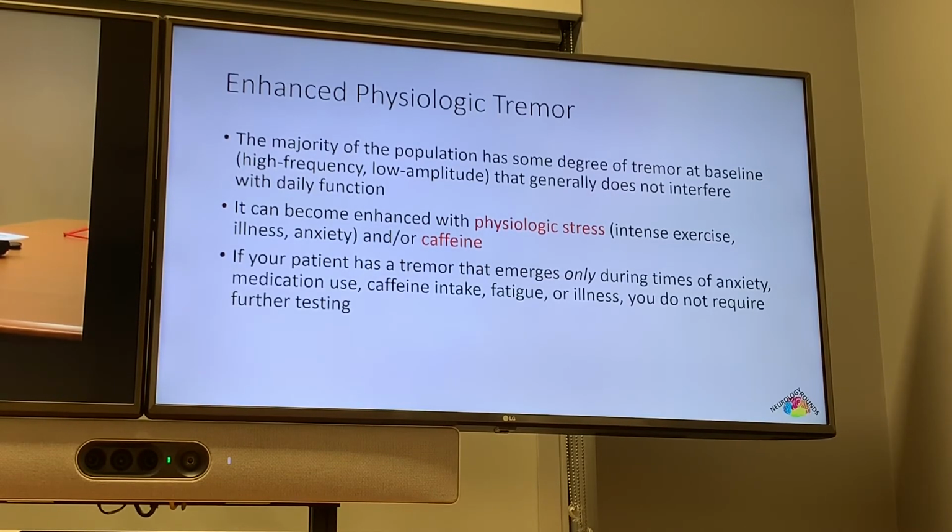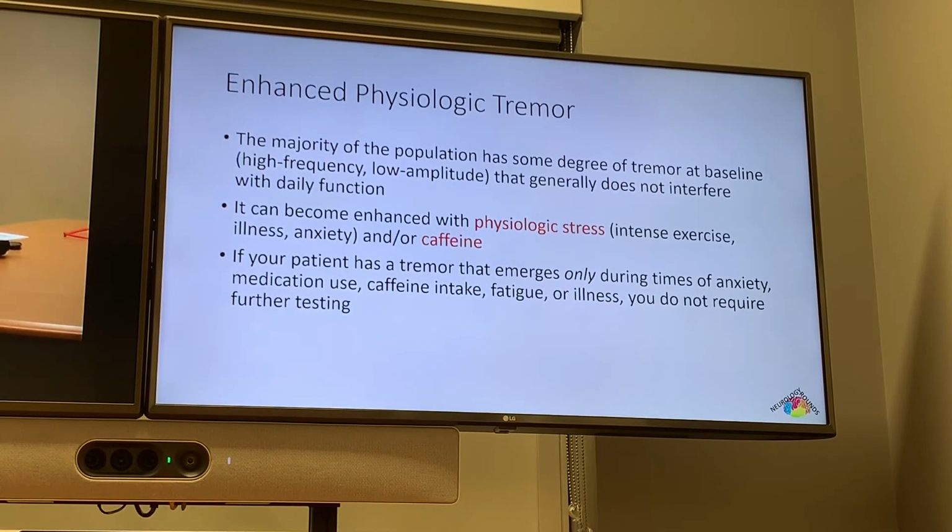So if your patient has a tremor that emerges really only and reliably during these times, whatever their trigger may be, you don't need to test anything further. And your treatment approach here would be trigger avoidance as much as you can. So especially advise them about caffeine, about not using stimulants if they can, and do a medication review to make sure they're not on anything more stimulating than they need to be.